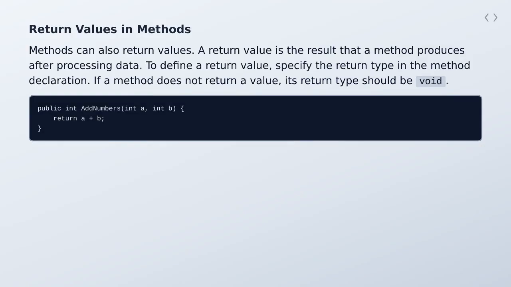This section covers return values in methods. Methods can also return values. A return value is the result that a method produces after processing data. To define a return value, specify the return type in the method declaration. If a method doesn't return a value, its return type should be void. The samples on screen walk through this step. Take a moment to read through them.